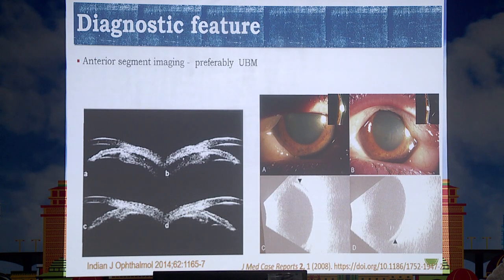So what are the diagnostic features? We need to do anterior segment imaging. UBM is ideal for such a scenario, which might reveal a dense area in the supraciliary region. Or you can do an anterior segment ultrasound with a water bath, where you can actually see this hypoperfused area.